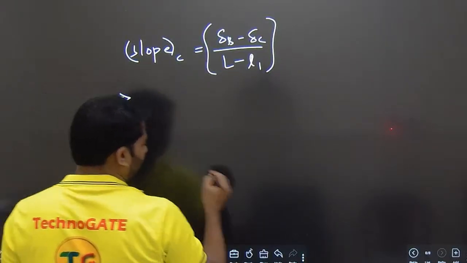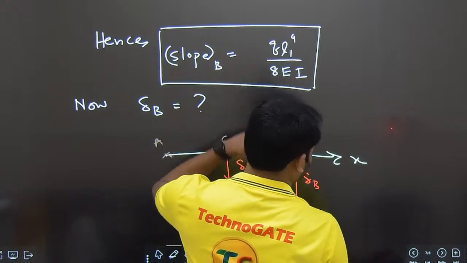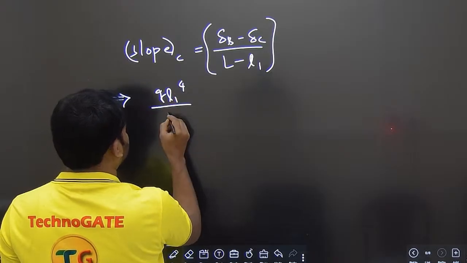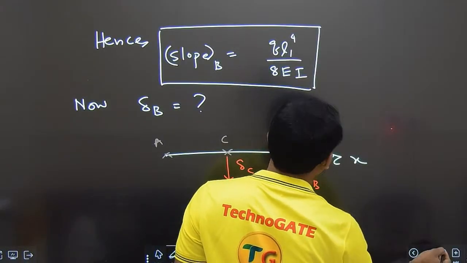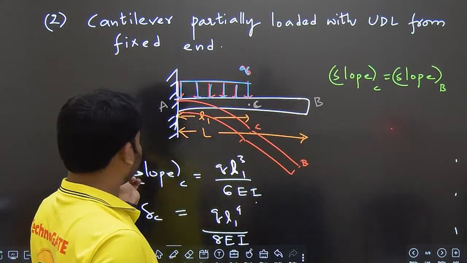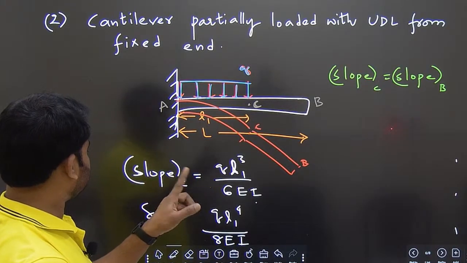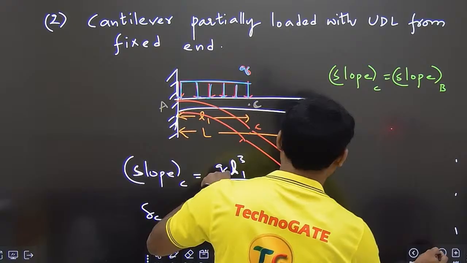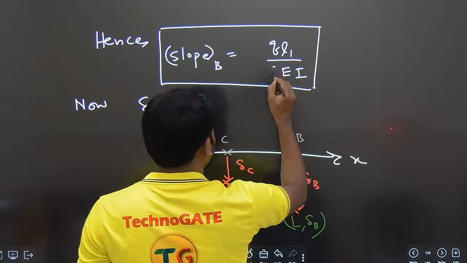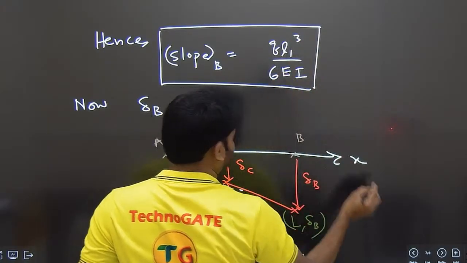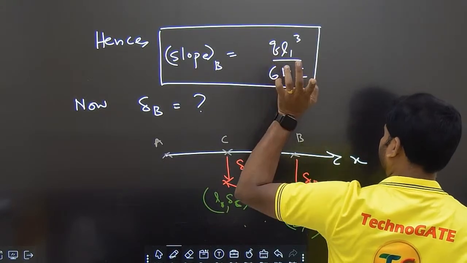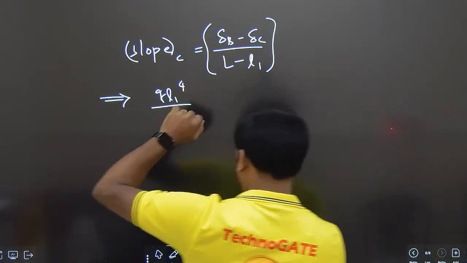Okay, so if you substitute the values, slope at C is equal to, anyways this is the value. Just a minute. This is the slope, QL power 3 by 6EI. Sorry, this is the value. Here it is wrong, because it should be QL1 power of 3 by 6EI. QL1 power of 3 by 6EI, correct. Okay, QL1 power of 3 by 6EI.